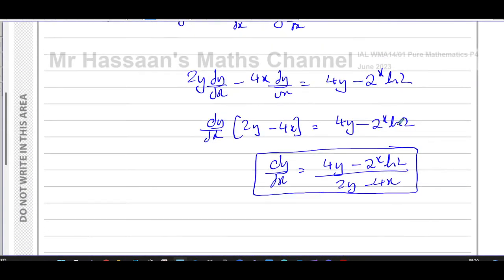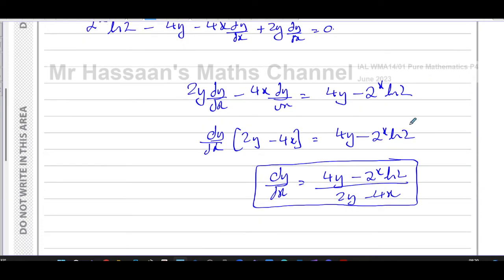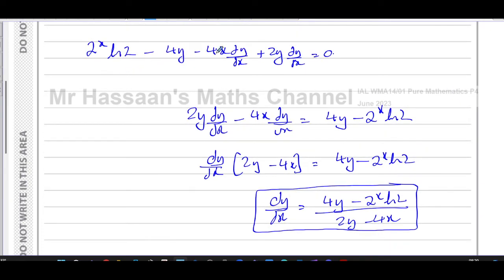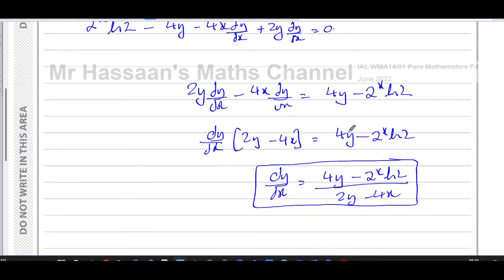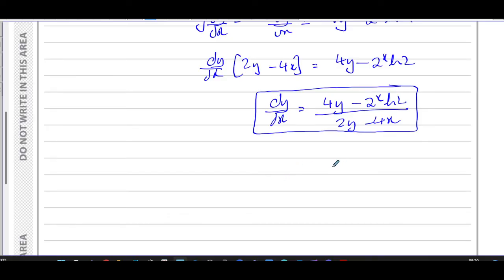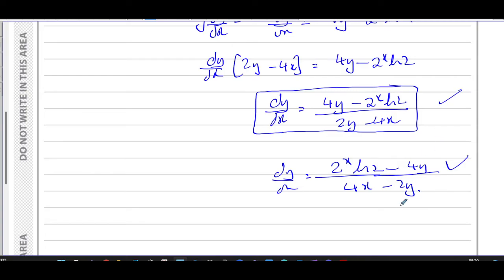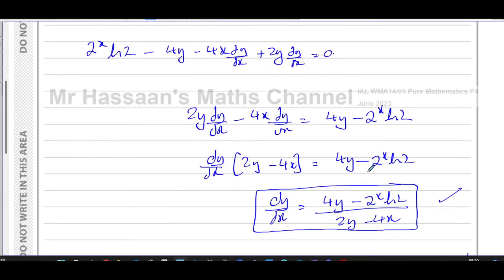Now, at this stage, some of you might have done the opposite. They might have, for example, kept this on this side and said this is equal to 2y dy/dx minus 4x dy/dx. So your answer could have ended up as 2 to the power of x ln 2 minus 4y over 4x minus 2y. And this is also perfectly correct. Both of these are the same thing. It's just like if you multiply the top and bottom of this by minus 1, you get that. So it just depends at this stage what you did here.